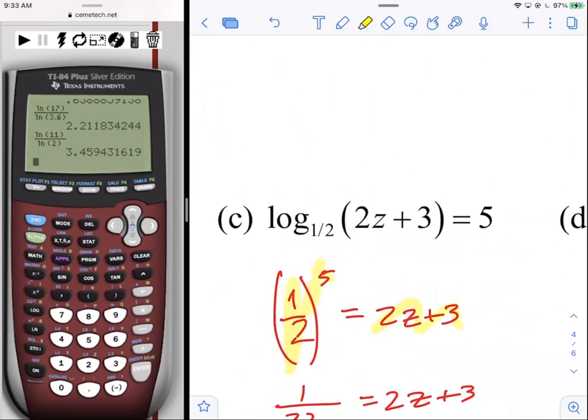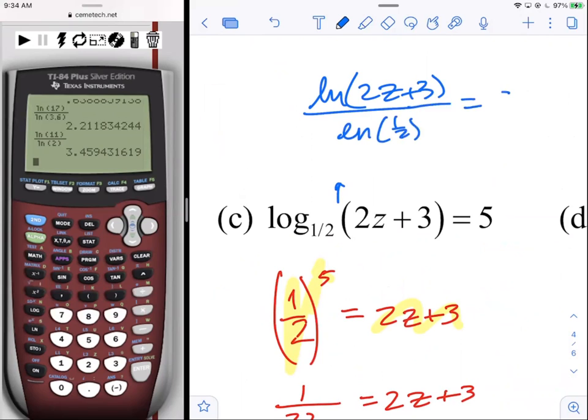Yeah. I mean, really, the only thing you could do if you want, you could use the change of base formula, the natural log of 2z plus 3 over the natural log of a half, and then let that equal 5. That's not illegal, but now you're going to have the natural log of a half, which we can't really evaluate, and then you'll have to eventually e both sides and convert it anyway. There you go. Yeah, nice.